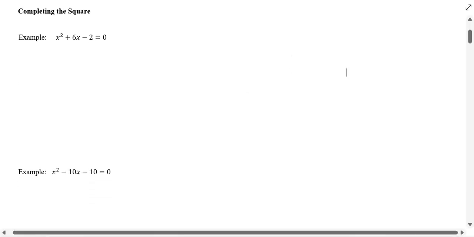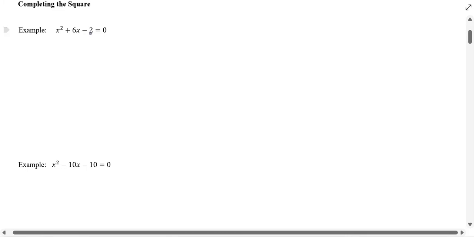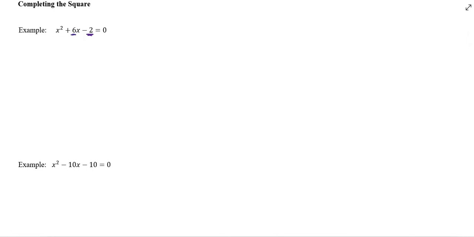If I look at my first example here, I note that I cannot find factors of -2 that would add up to be 6. So I'm going to get these portions of it, x squared plus 6x, everything that has an x on it, on the left-hand side, and bring the 2 over to the other side by adding 2 to both sides. I then end up with x squared plus 6x plus blank equals 2 plus blank. I put a blank on both sides to remind myself that if I add something to the left side, I have to add the same thing to the right side.